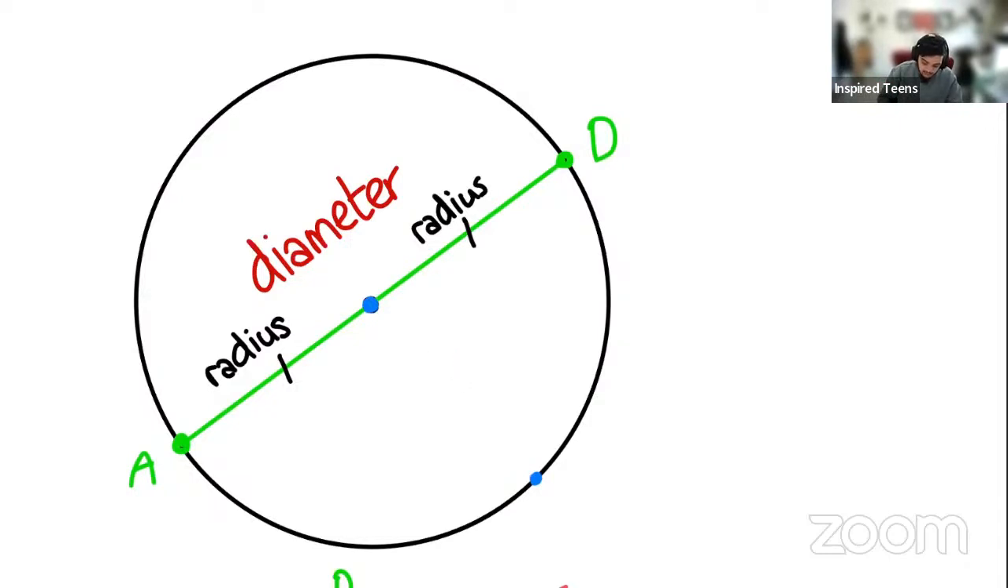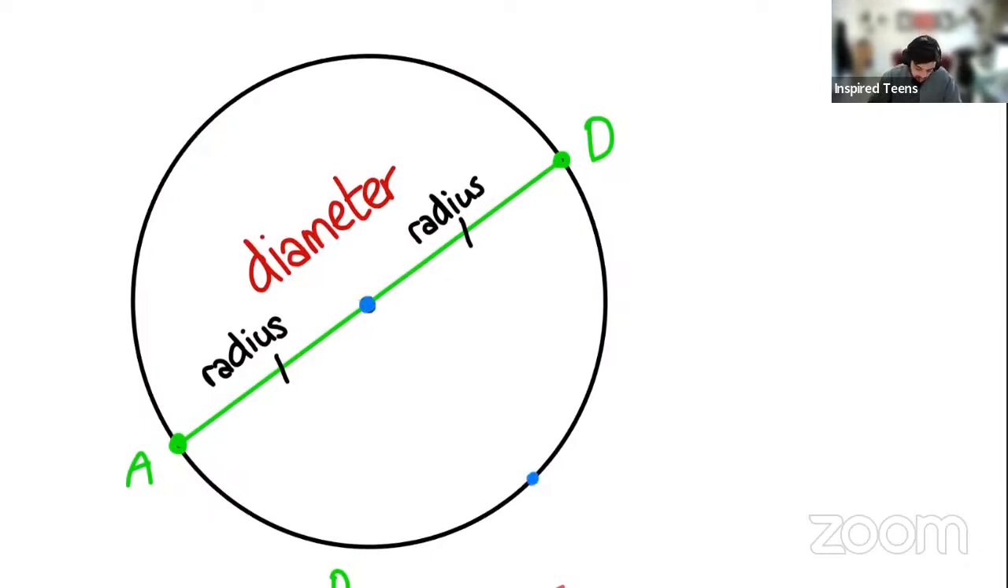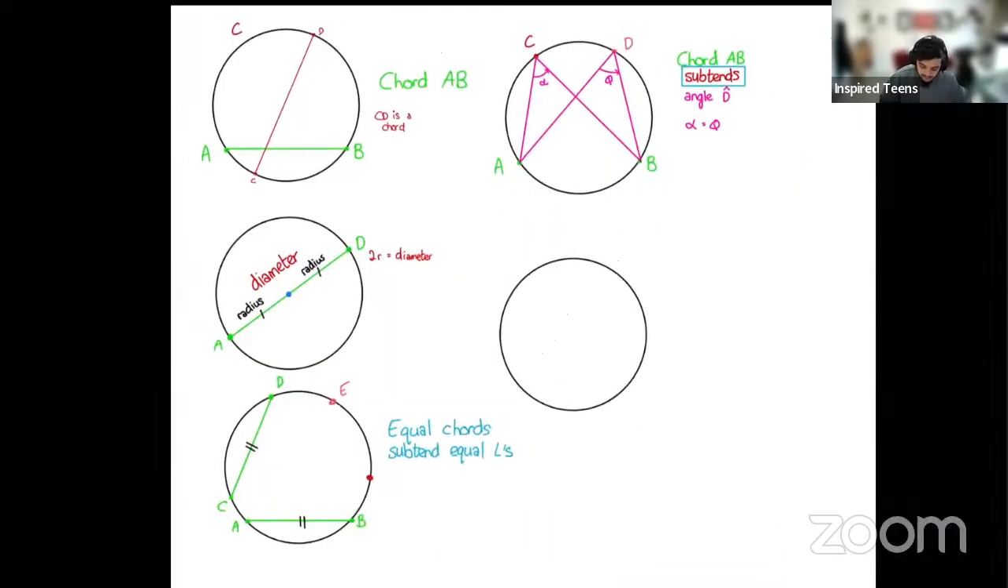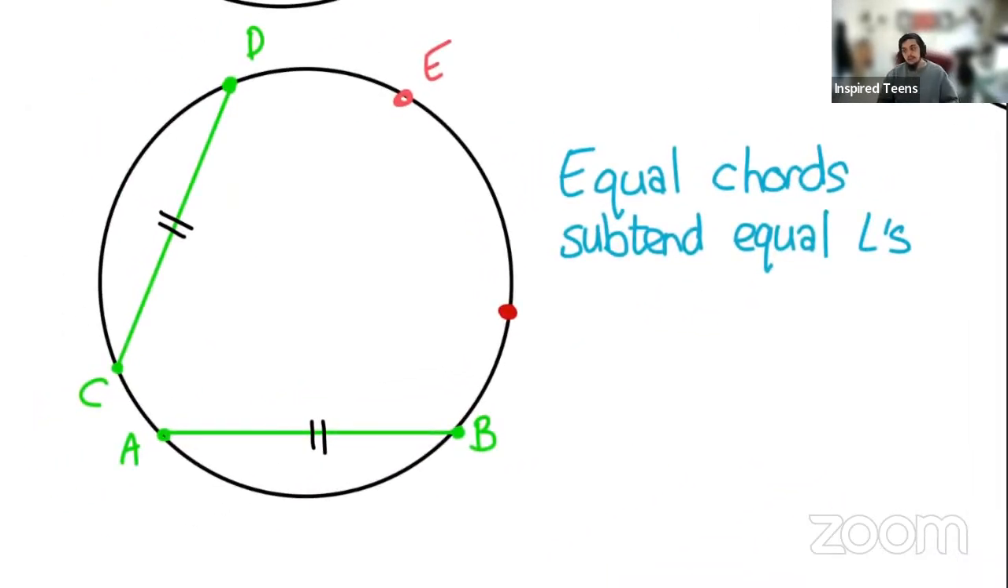Let's get rid of this. Remember that the radii are equal. If you draw a continuous line that forms two radii like this, the entire distance, two times the radius, is equal to the diameter. Two times the radius is equal to the diameter. Just keep that in mind. Radius and diameter are a bit of an easier concept.